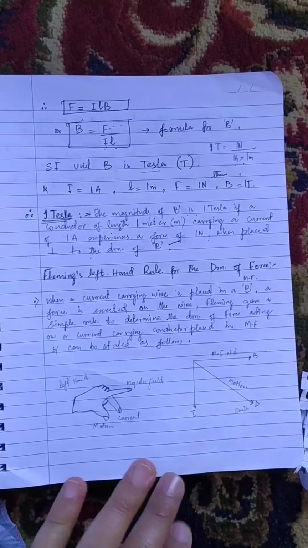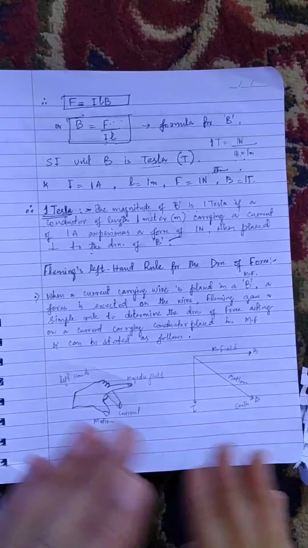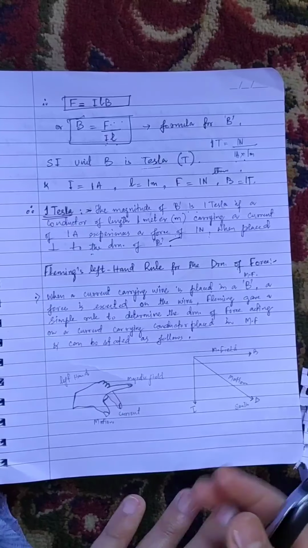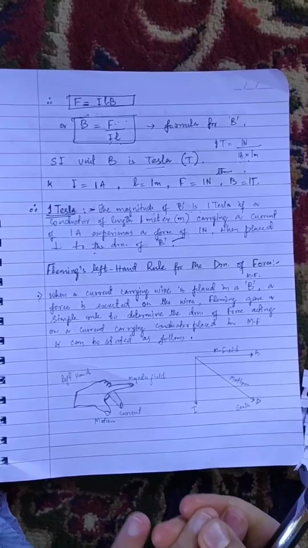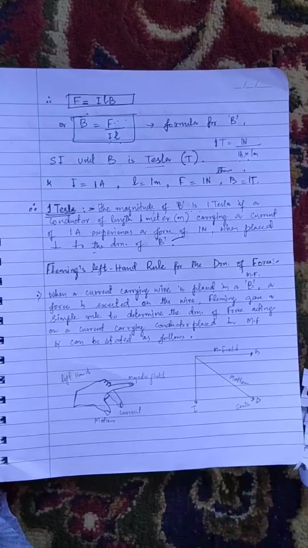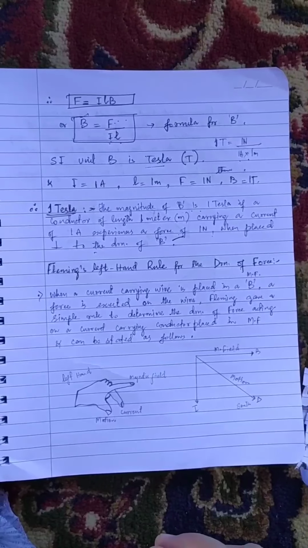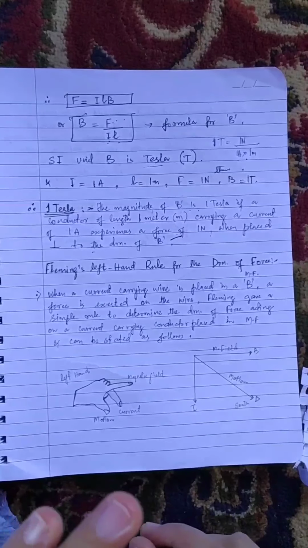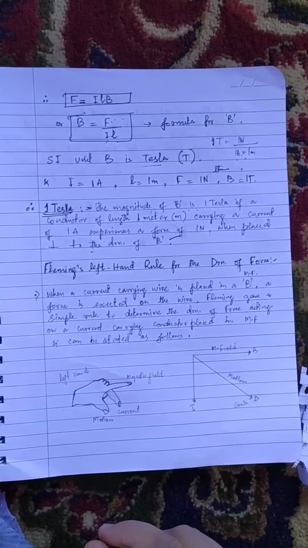ये उसने सिंपल वर्ड्स में बोला कि व्हेन अ करंट कैरिंग कंडक्टर इज प्लेस्ड इन अ मैग्नेटिक फील्ड, बट इन अ परपेंडिकुलर डायरेक्शन इज मस्ट, इट्स इंपॉर्टेंट पॉइंट हियर, एंड तब जाके उस कंडक्टर पे एक फोर्स अप्लाई हो जाएगा, और वो फोर्स उसमें एक डिफ्लेक्शन दिखाएगा, एक मूवमेंट दिखाएगा, या तो ईदर इन नॉर्थ डायरेक्शन या ईदर इन साउथ डायरेक्शन.